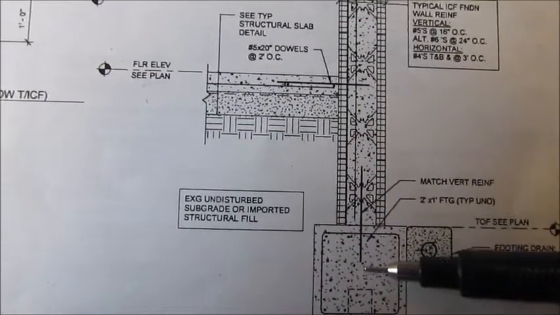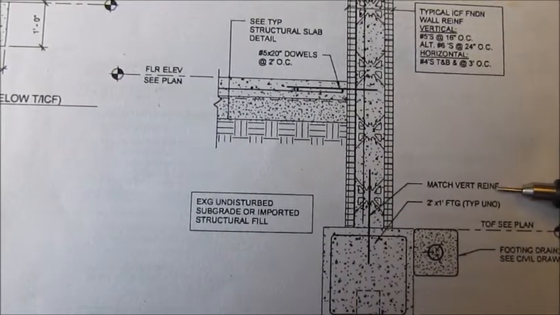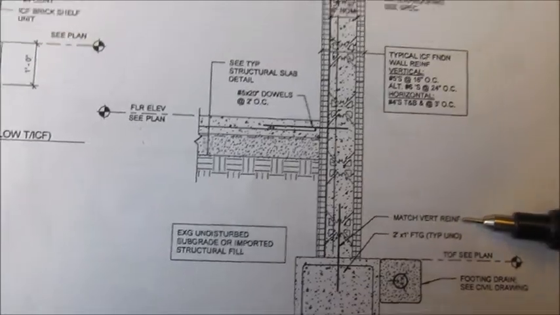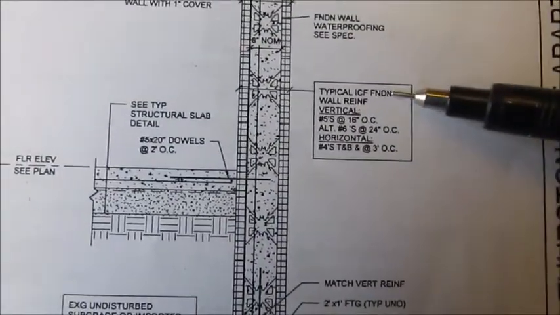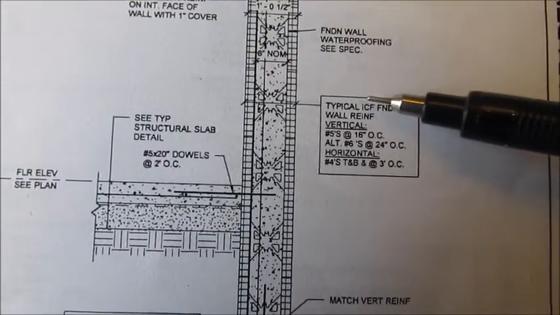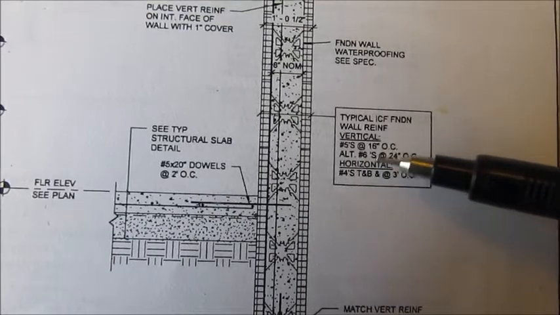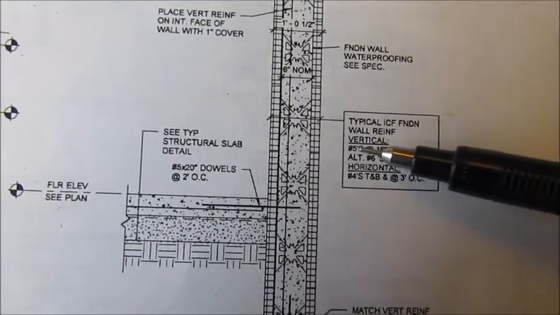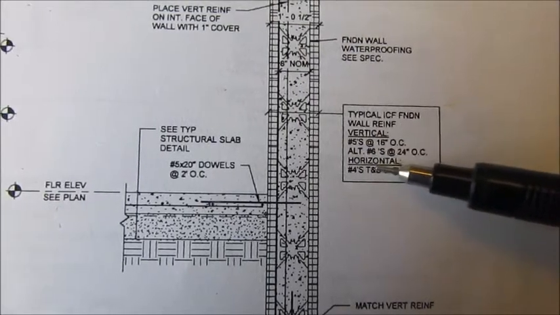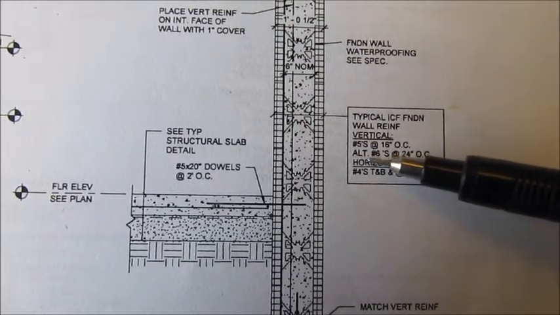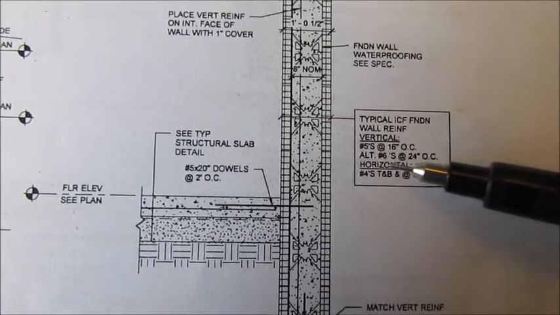As we move our way up through, we're going to see a piece of rebar here, and it says match vertical reinforcement. And if I move up a little bit, we'll see another note here that says typical ICF foundation. And remember, that's our insulated concrete form foundation wall reinforcement. It's telling us it's number 5 at 16 inches on center. Remember, those are eighths of an inch, so 5/8 of an inch. Or we can change that and make it number 6 at 24 inches on center. So there's an alternate here.